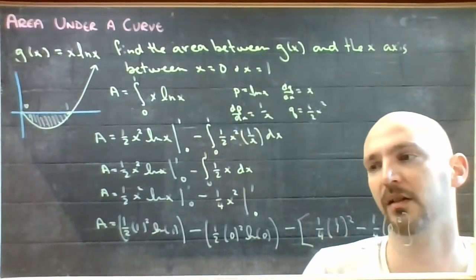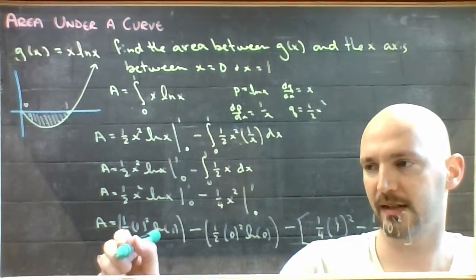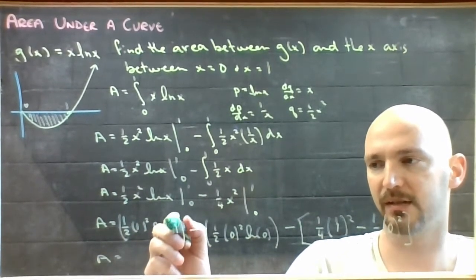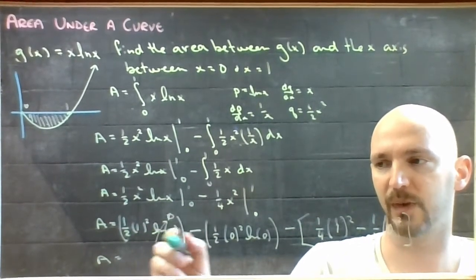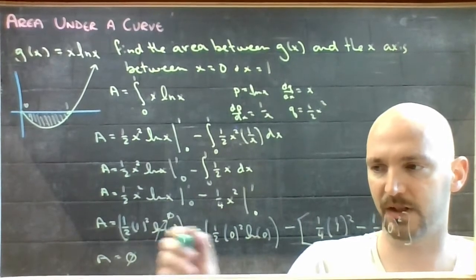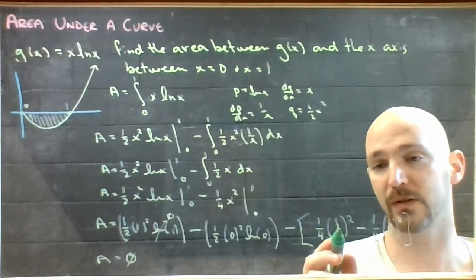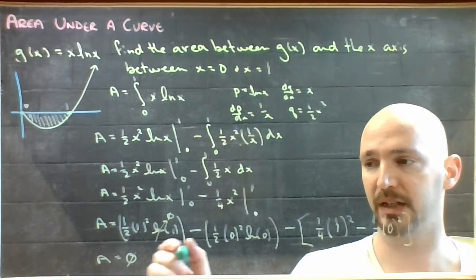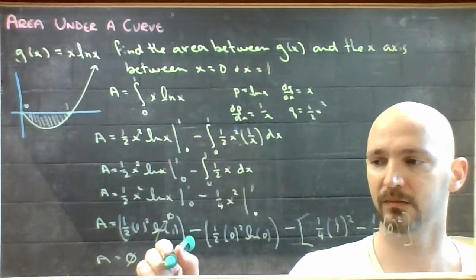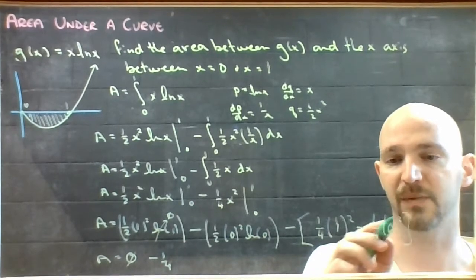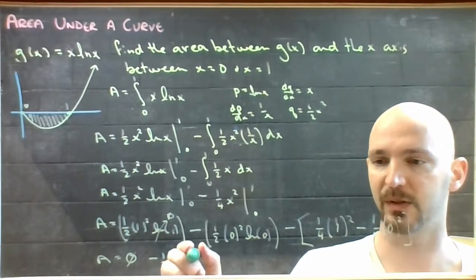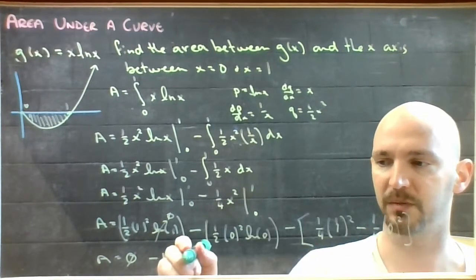So if I scroll across this, ln of 1 is 0. 0 times 1, so that term is gone. This one here, a quarter times 1 squared would be negative a quarter. 0 squared times a quarter would be 0, so that's gone. Negative, negative would be plus 0.